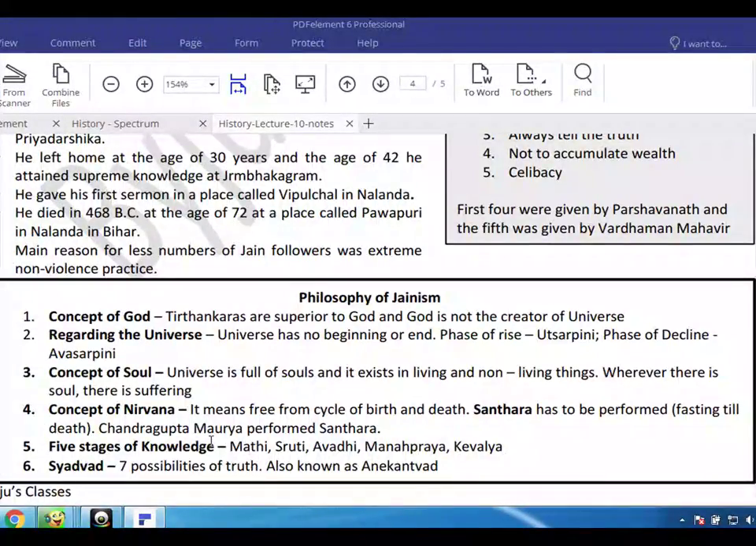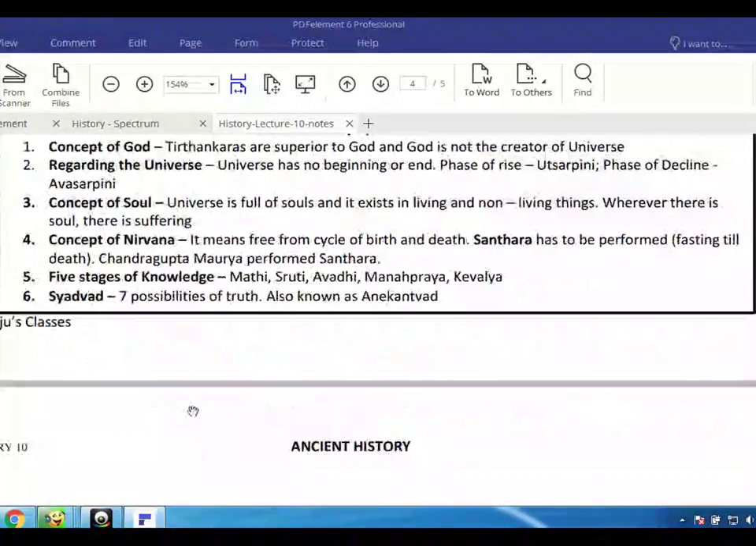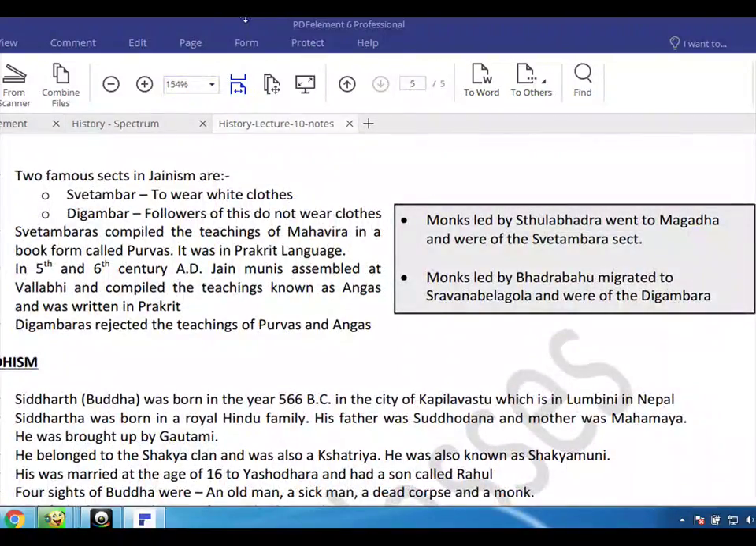Wherever there is soul, there is suffering. Concept of nirvana: it means freedom from the cycle of birth and death. Santhara has to be performed, fasting till death. Chandragupta performed Santhara. 5 stages of knowledge: Mati, Shruti, Avadhi, Manahparyaya, Kevala. 6. Syadvada, 7 possibilities of truth, also known as Anekantavada.